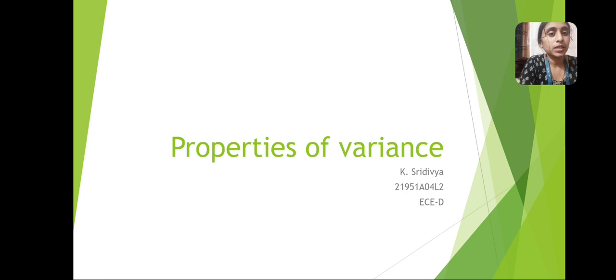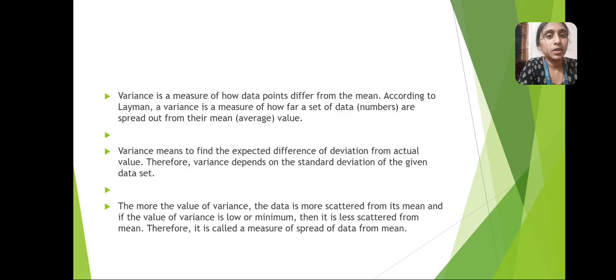Today my PTSP concept video topic is properties of variance. Variance is the measure of how data points differ from the mean. According to Layman, a variance is a measure of how far a set of data numbers are spread out from their mean average value.